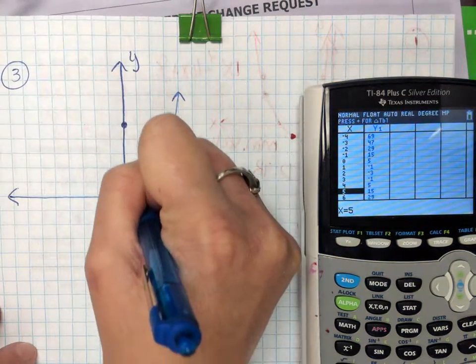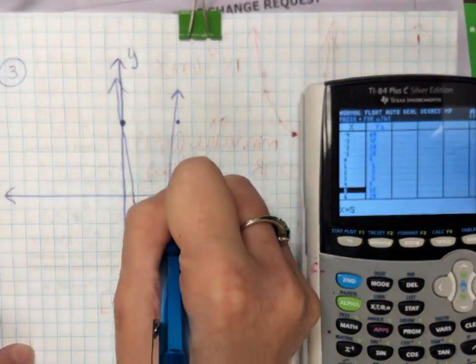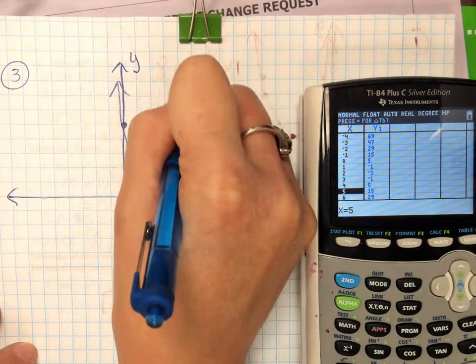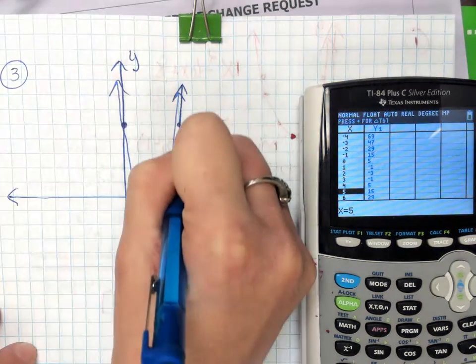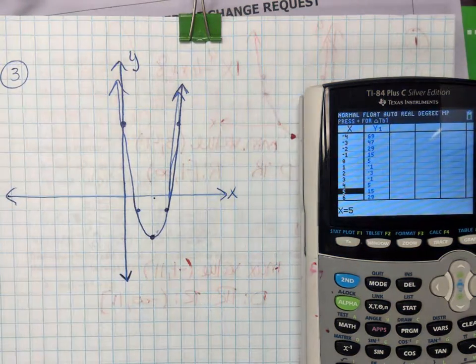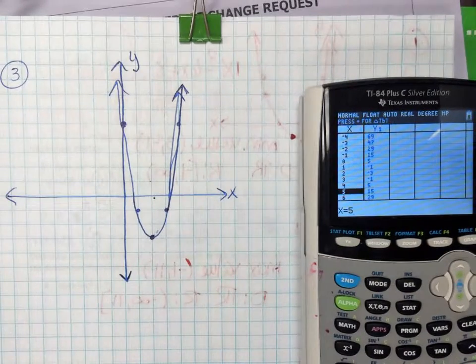Oh, I skipped it. Stinking calculator. Oh well, my graph doesn't look very pretty. Sorry about that, guys. I messed up my graph. Oh well.